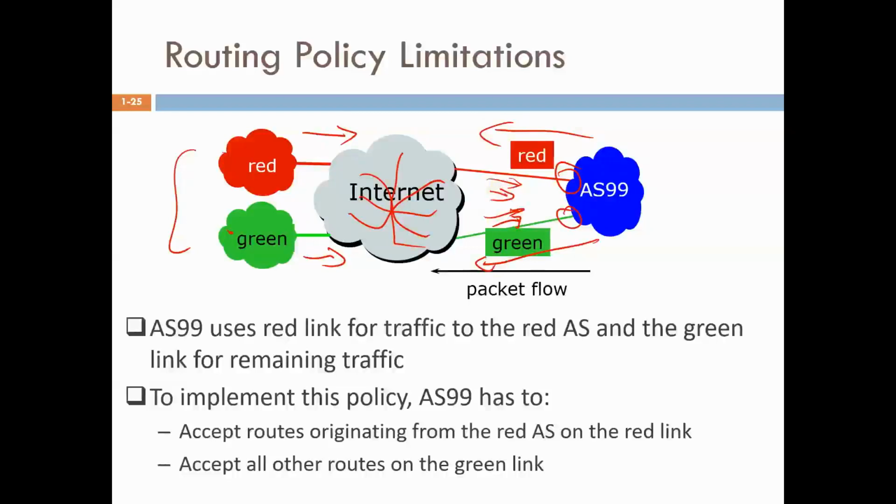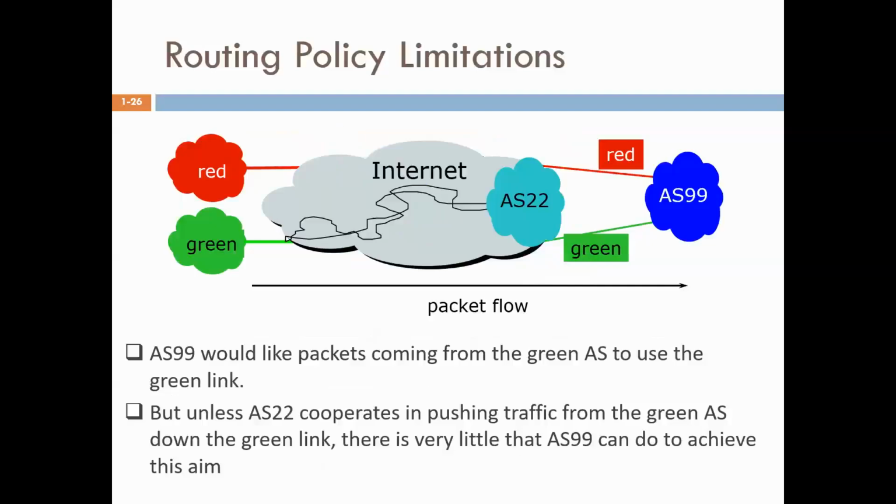How did Autonomous System 99 enforce this policy? Because it accepted the announcement from red and green on the link that it chose. So if Autonomous System 99 receives the announcement for the same network over several links, then it can choose where to accept the announcement. If it receives the announcement for red or green or both over a single link only, then it will have no choice. If it wants to reach this network, it will have to accept it over the link on which the announcement was received. So there is some flexibility there.